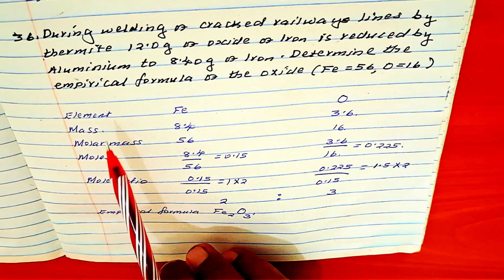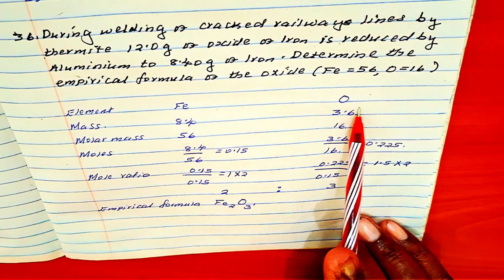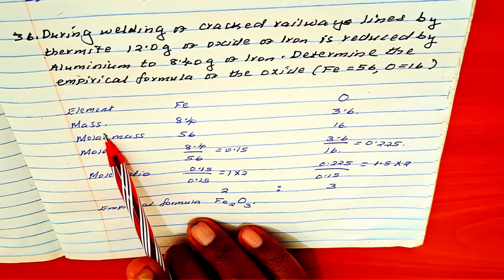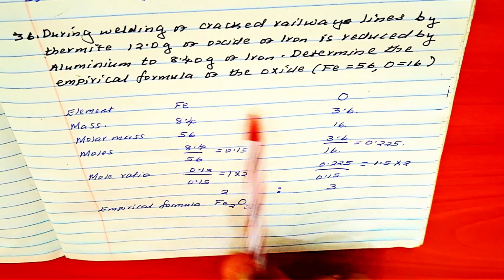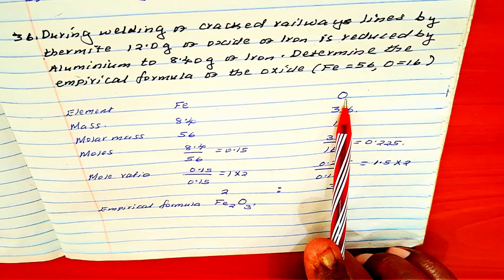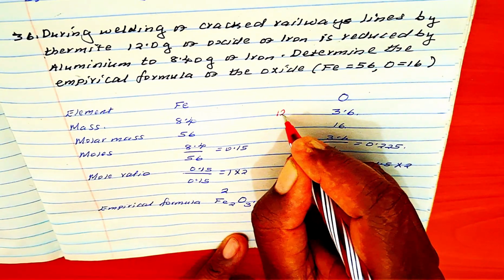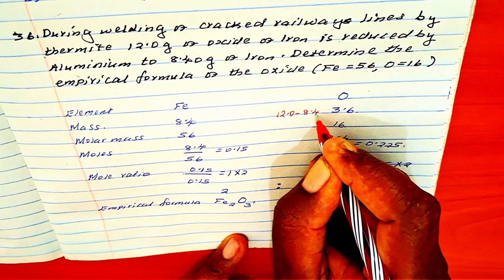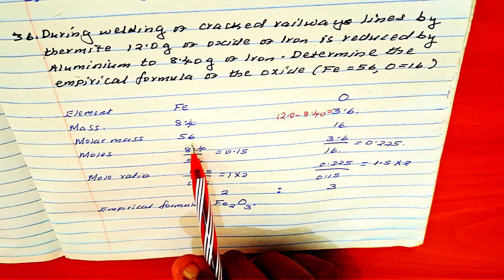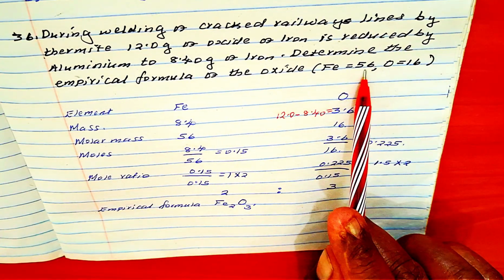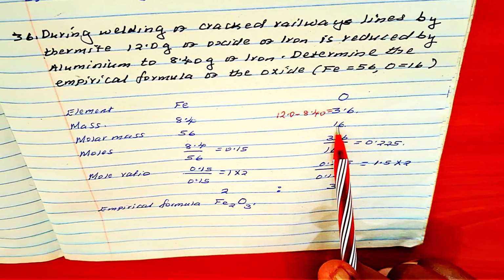So we start by, this is an oxide of iron, so the elements in the oxide of iron are iron and oxygen. Mass, we know that the mass of iron is 8.4 grams. This 8.4 which is here. What about the mass of oxygen? The mass of oxygen will be 12.0 minus 8.4. So here we get 12.0 minus 8.40. So we get 3.6. Molar mass. The molar mass is actually the relative atomic mass. Iron 56, oxygen 16.